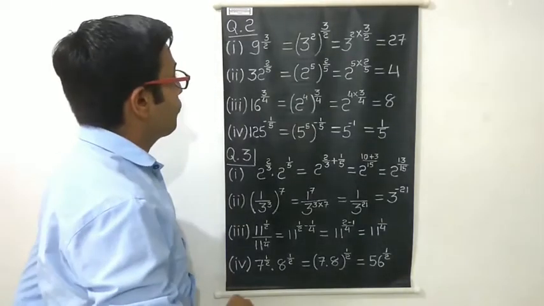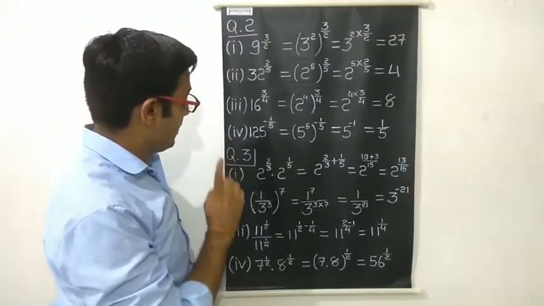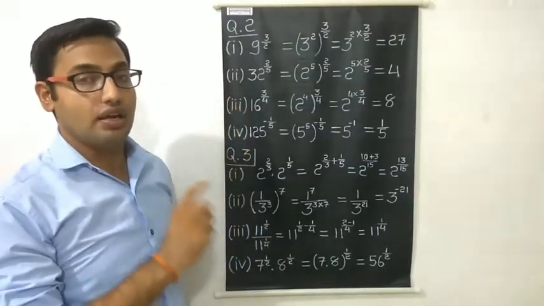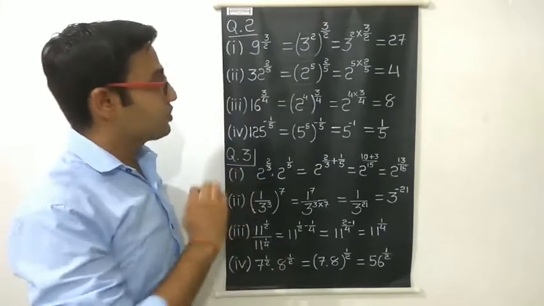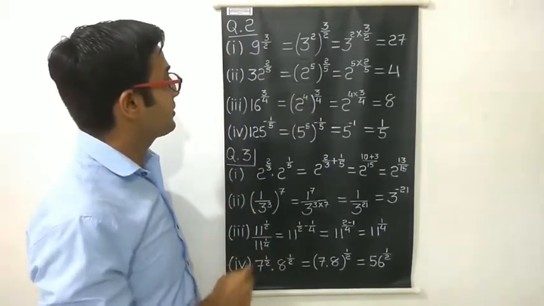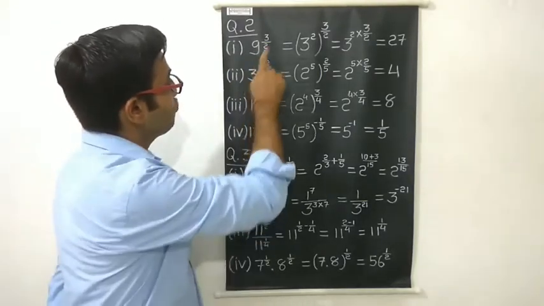So here also we have to find out the values. Now in the second and the third question, the power is in the rational form. Till now in question 1, the power is in the form of rational and irrational. Here also the power is in the form of a rational number. So 9 raised to power 3 by 2.